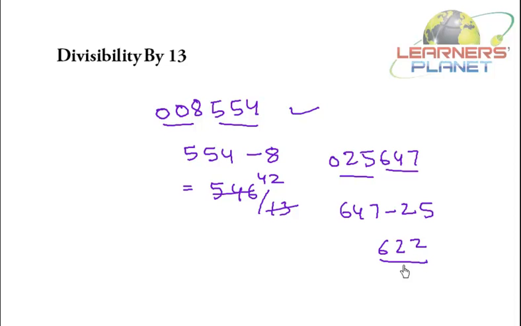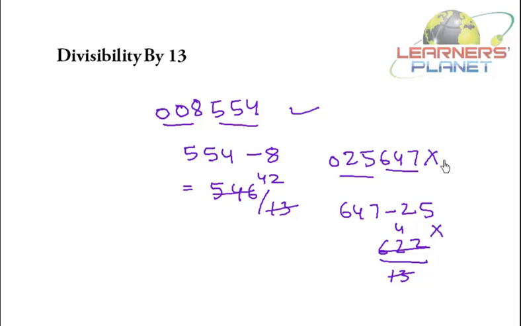Now let's divide 622 by 13. 13 4s are 52. We are left with 102, which is not divisible by 13. Hence 622 is not divisible by 13. This complete number will not be divisible by 13. Similarly, you can take more examples and practice as well.